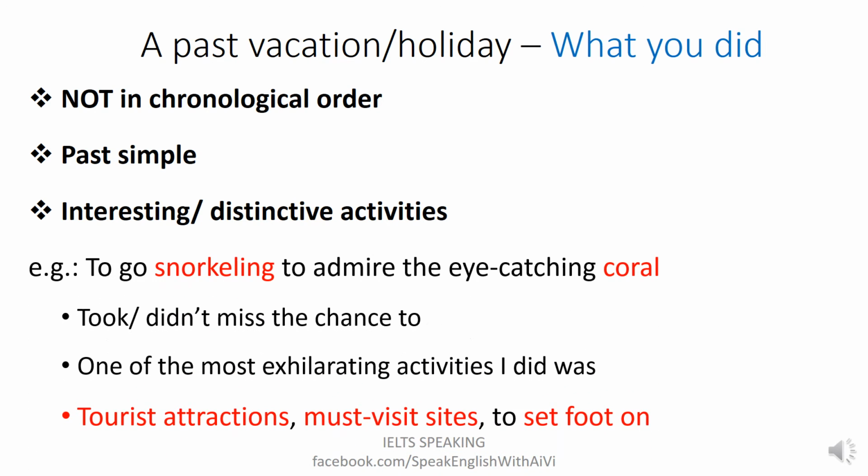Let me give you an example. I want to talk about a trip to the beach. And speaking of going to the beach, I think going snorkeling is really interesting or special. So I would say something like this: I didn't miss the chance to go snorkeling to admire the eye-catching coral. There are some other words that you should use, like tourist attractions, must-visit sites, and to set foot on. For example, one of the must-visit sites that I set my foot on was Vinpearl Land.